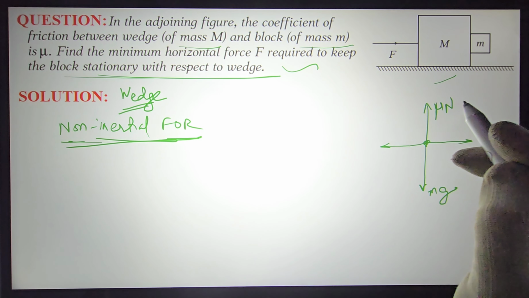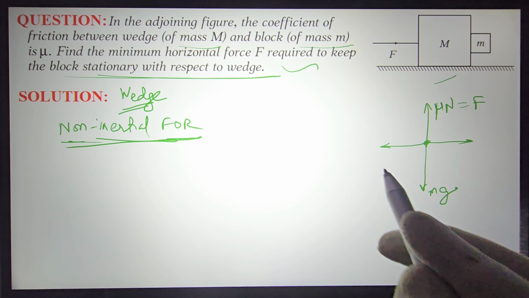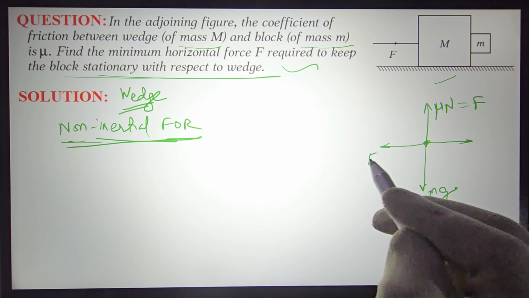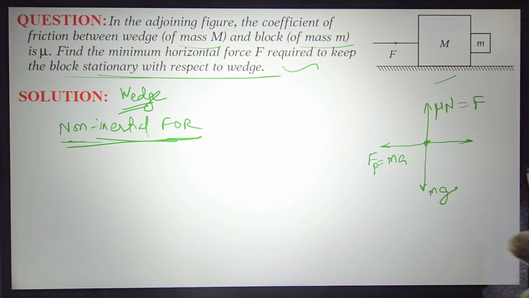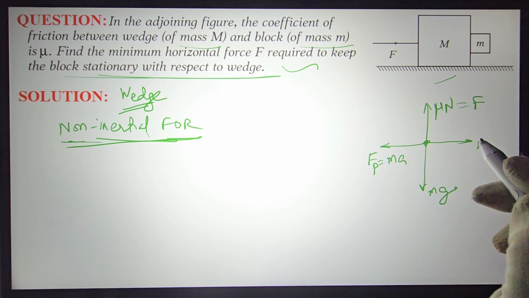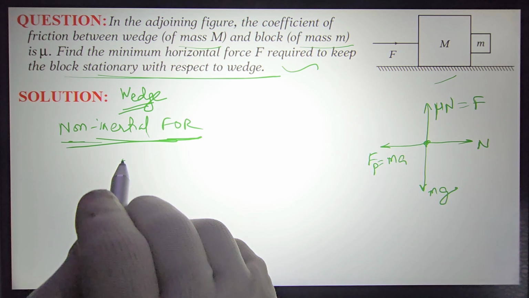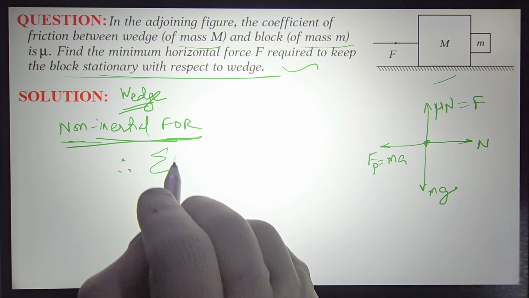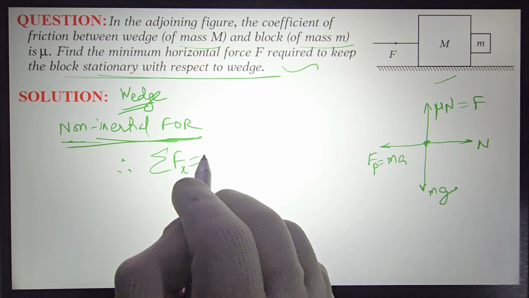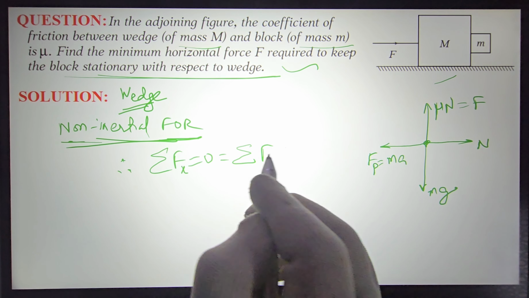So this friction is equal to f equals mu into N. Then FP, this is the pseudo force, FP is equal to m into a, because I'm using a non-inertial frame. So this is N. So this is the final diagram for the non-inertial frame of reference. Therefore we can say this problem can now be easily solved. Sigma fx, you just apply the force balance equation. Sigma fx is equal to 0, and sigma fy is equal to 0 in this case.